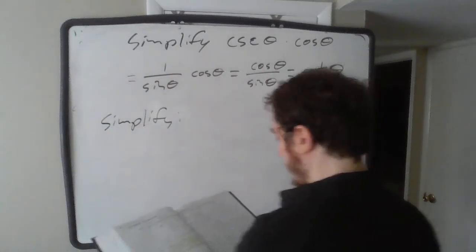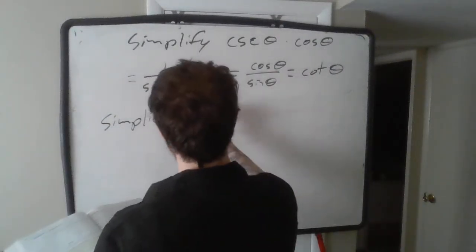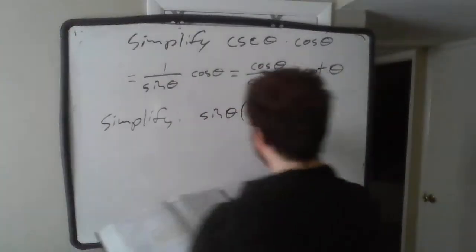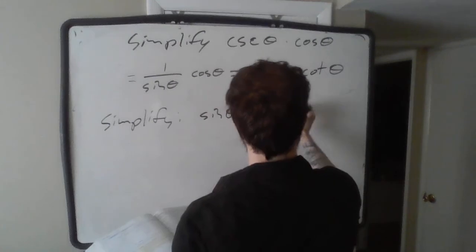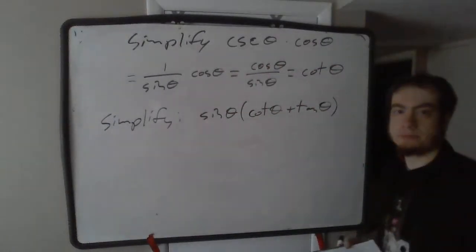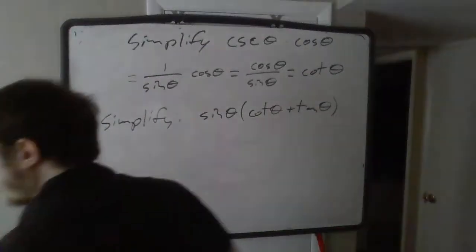What's a good example here? Let's suppose that we want to simplify sine of theta times cotangent theta plus tangent theta. So this is a little bit of a longer one in some ways.